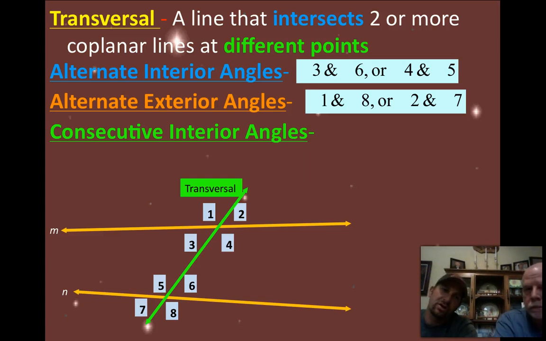I would say, guys, right underneath the word consecutive interior angles, just write same side inside. We'll take either one for an answer. If you want to call them same side interior, that's fine. Same side inside, same side interior. Makes it a lot easier to remember versus consecutive.